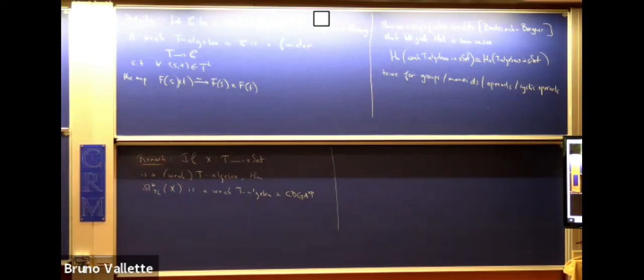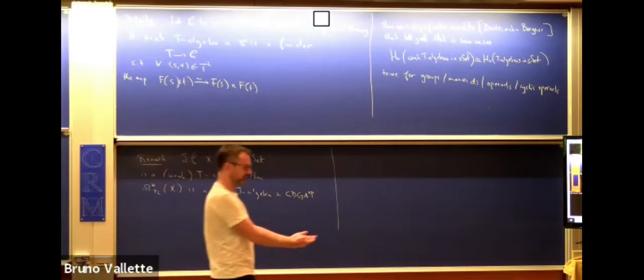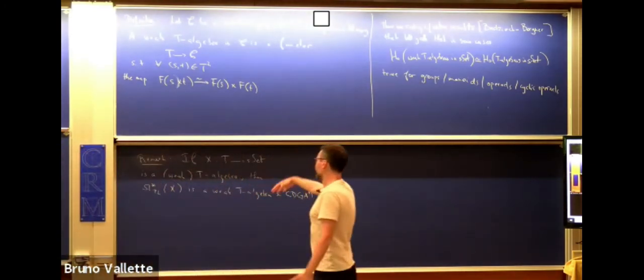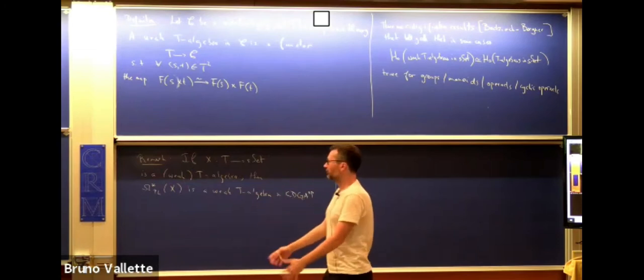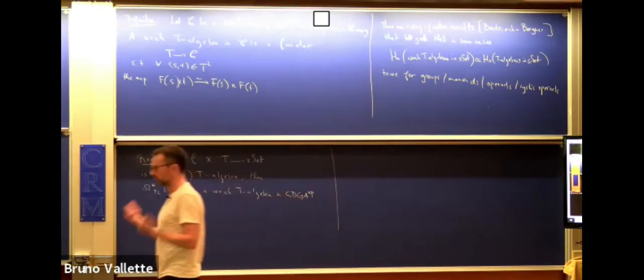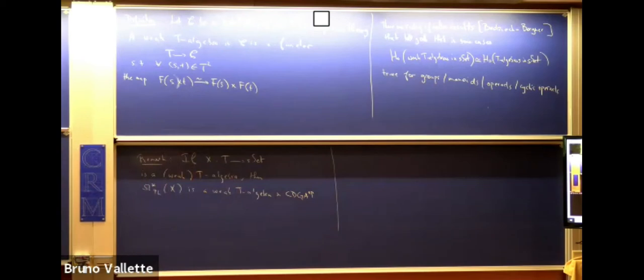So in particular, if X is, say, a group in simplicial sets, so a simplicial group, then Ω*PL of X is going to be a weak T algebra in CDGA^op. So it's some sort of homotopy coherent version of a Hopf algebra. Or if X is an operad in simplicial sets, then Ω*PL of X will be a weak operad in CDGA^op, something you might call a weak Hopf cooperad. So it's a homotopy coherent version of this definition.